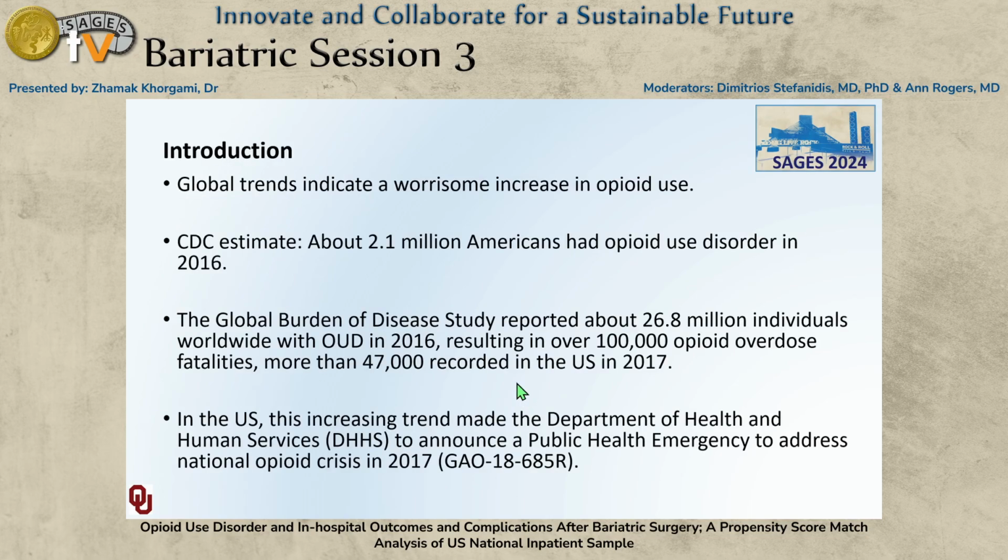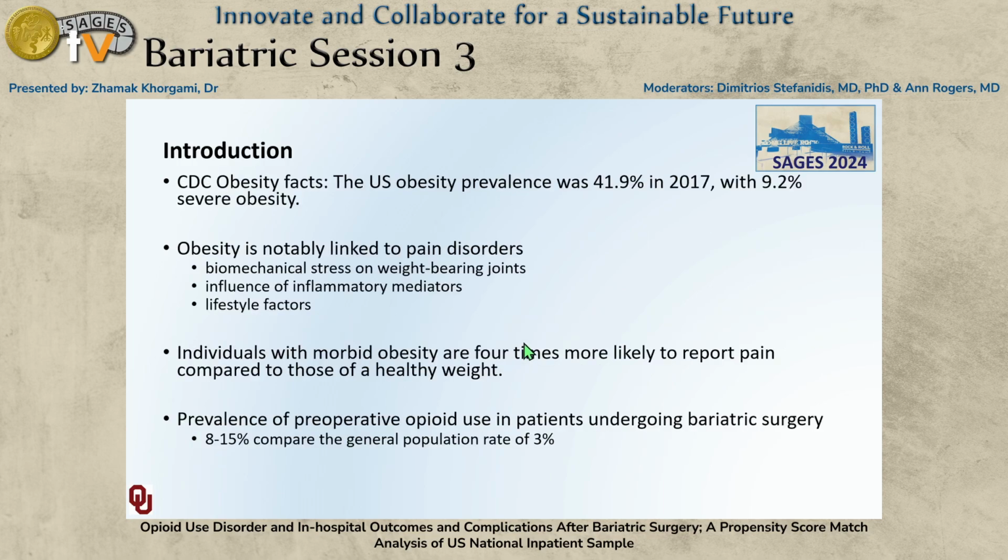Global trends indicate there was some increase in opioid use. CDC estimated about 2 million Americans had opioid use disorder in 2016, and some global studies showed millions of people affected and hundreds of thousands of deaths from opioids. In the US in 2017, we had the emergency announcement by public health for this specific problem.